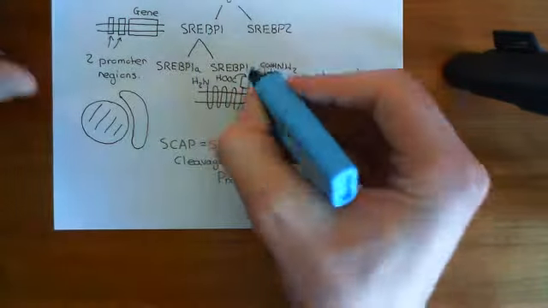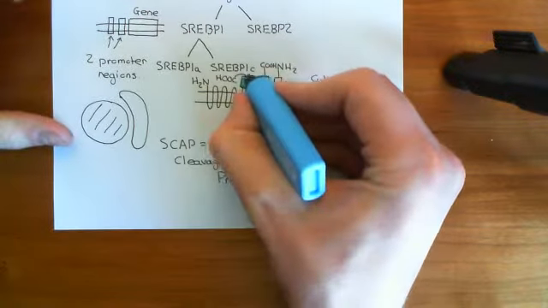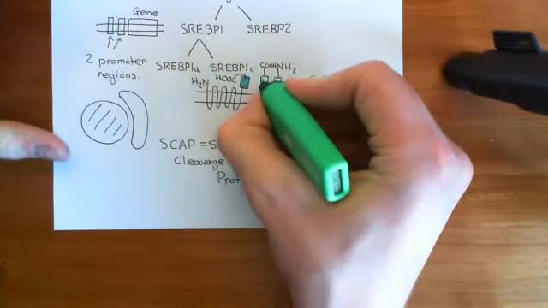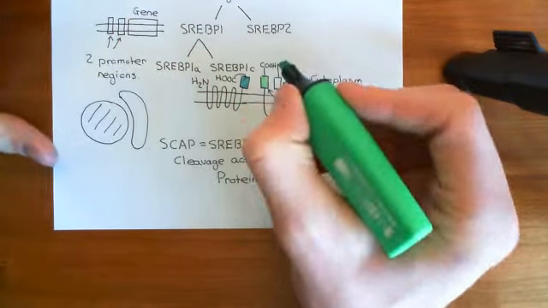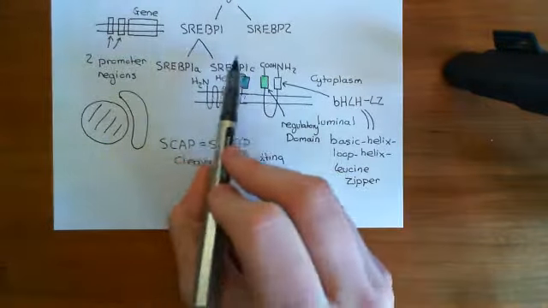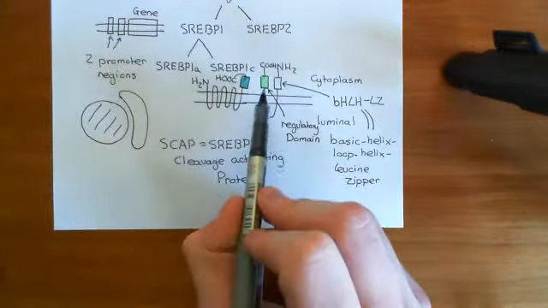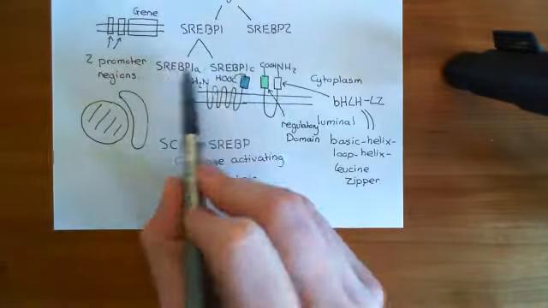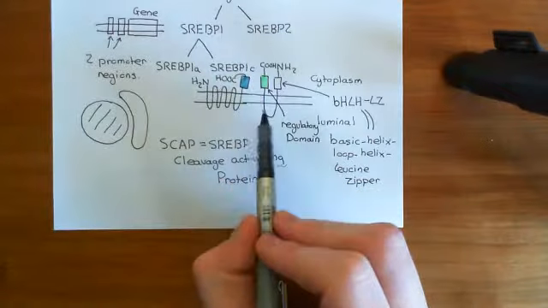Basically, this special domain here, which I'm colouring in blue, is going to bind to that regulatory domain of the sterol regulatory element binding protein, whichever one it is. At the moment we're just treating them all as the same. They all have the same basic structure, so we're not worrying about the different types at the moment. We'll come back to that later. They all look like this.